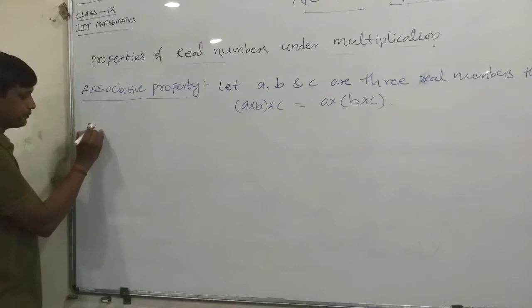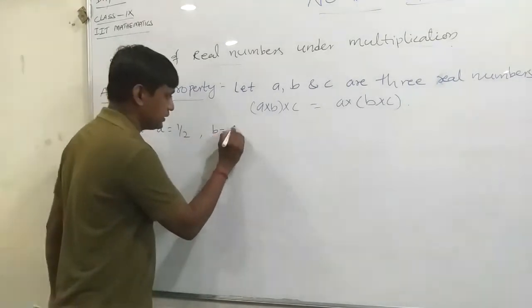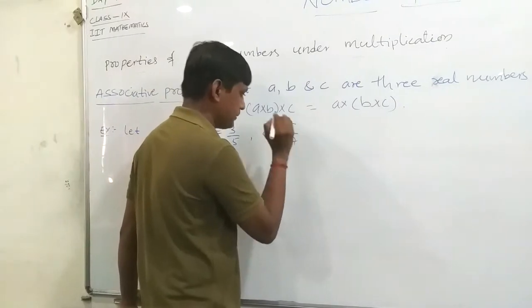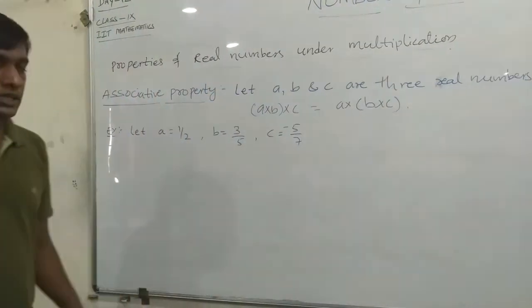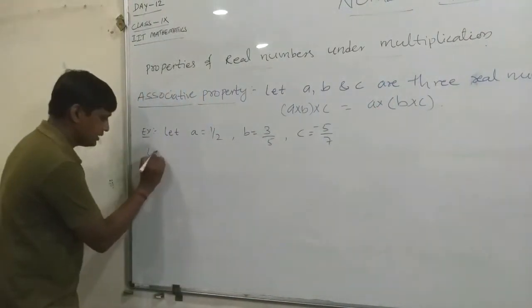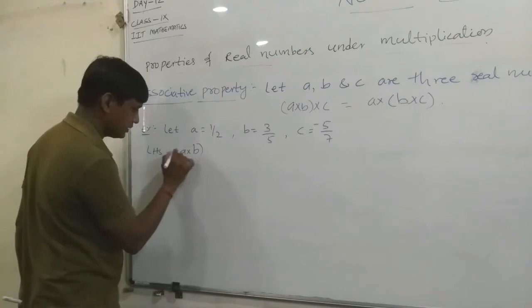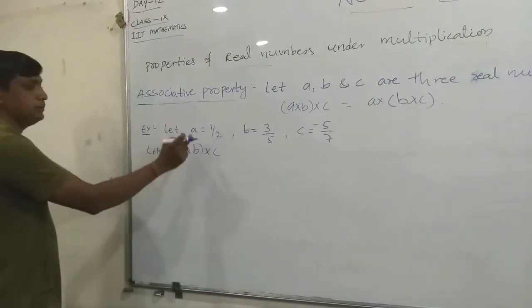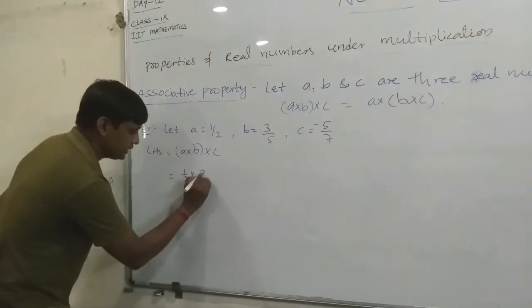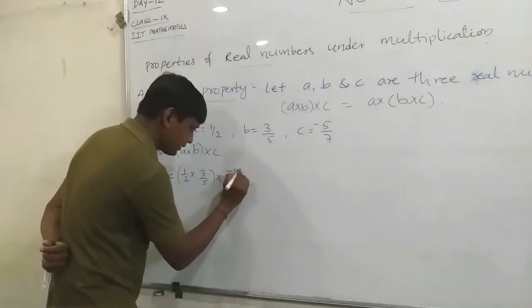So I am taking an example. Let A equal to 1 by 2, B equal to 3 by 5, C is equal to 5 by 7, or I am taking minus 5 by 7. Now I am going to prove first the LHS, then the RHS. I am proving LHS. LHS is equal to (A into B) into C. I am going to substitute the A value, B value and C value in this. Here that's equal to (1 by 2 into 3 by 5) into minus 5 by 7.